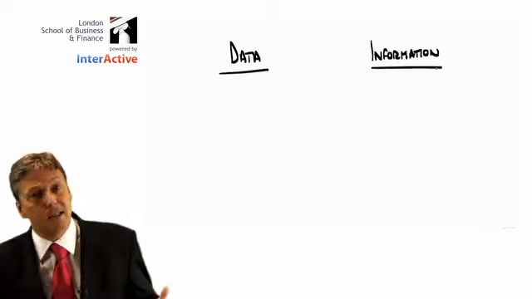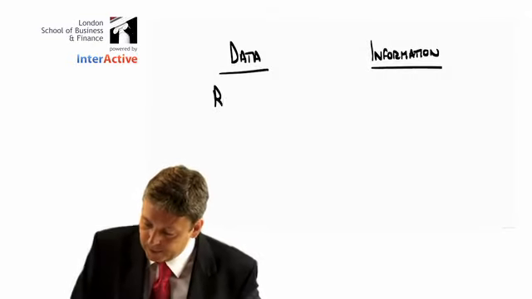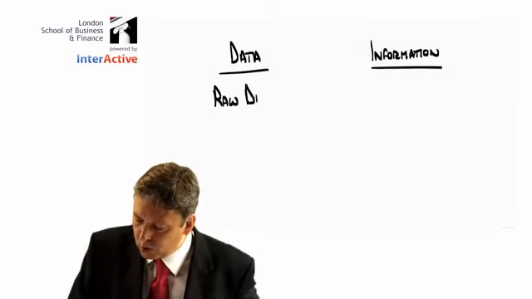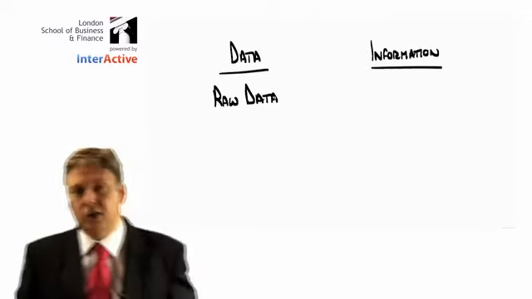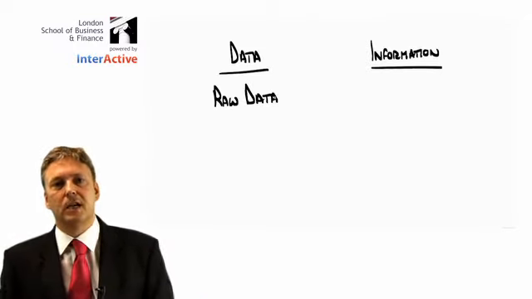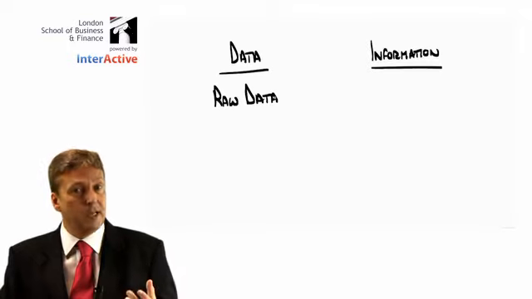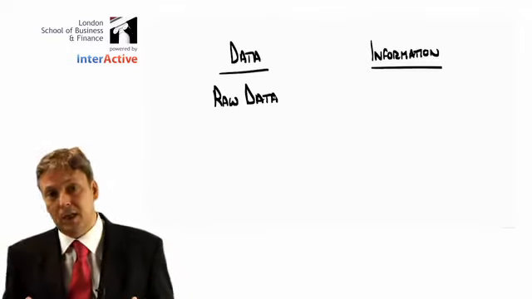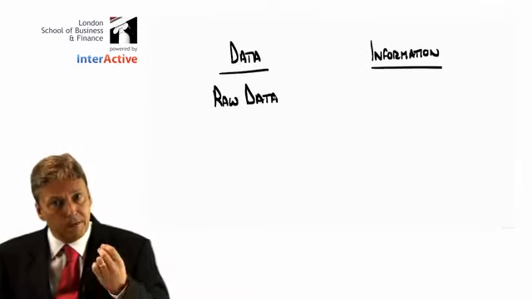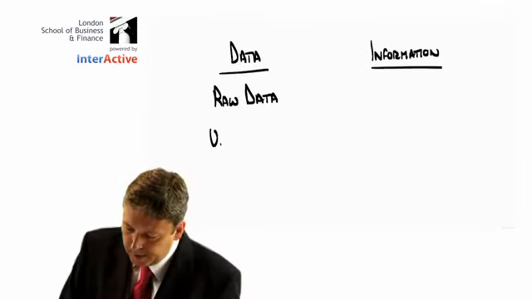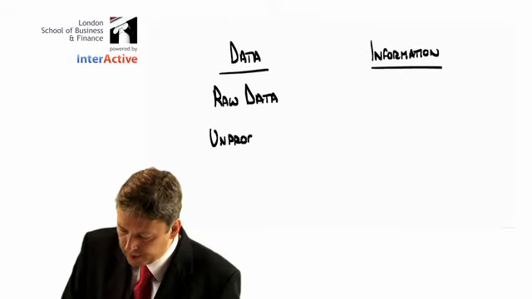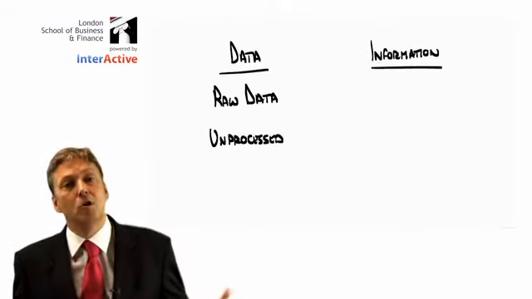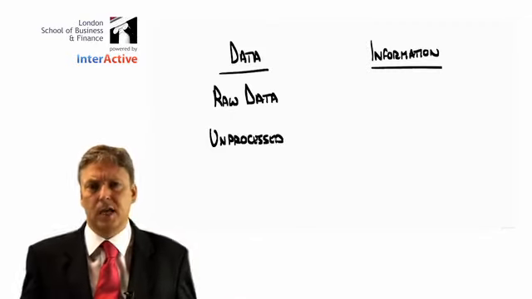Well, if we're looking at data, I suppose what we're looking at here is the raw data. The information, very difficult to say this. Raw data. These are the facts and figures that we originally gather. The key feature associated with data is that it is unprocessed.